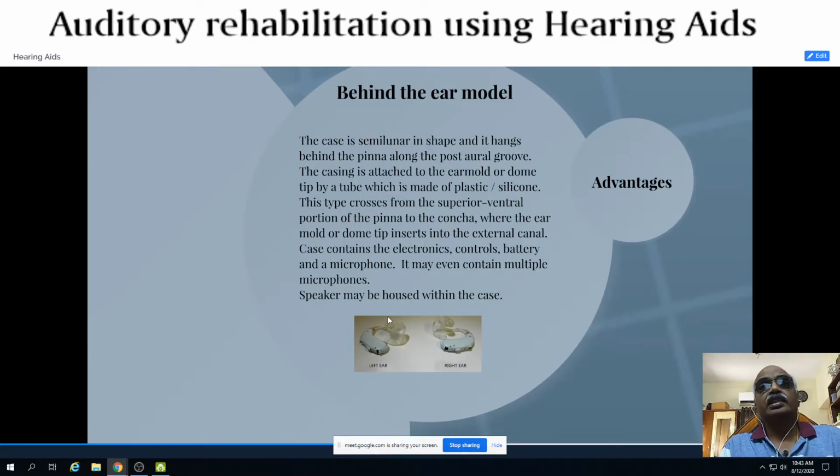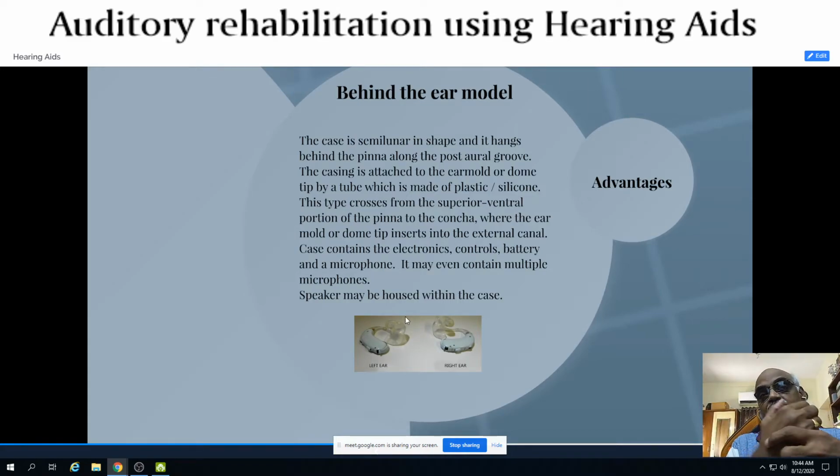So the case contains the electronics, the controls, a battery, and a microphone. Mind you, this case can contain multiple microphones. If this case is provided with multiple microphones, the user will have a better directional perception of the sound. If there is more than one microphone inside the hearing aid, these microphones, placed at different levels or areas of the hearing aid, pick up the sound at varying intervals. This will give a sensation of distance and the direction of the sound to the patient.